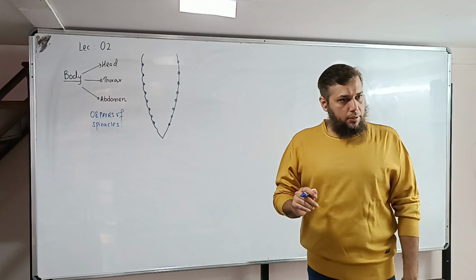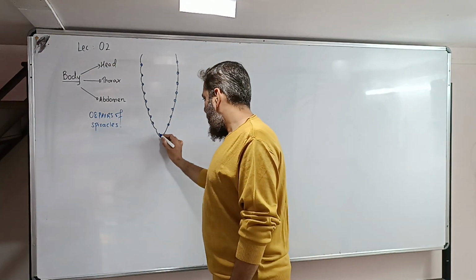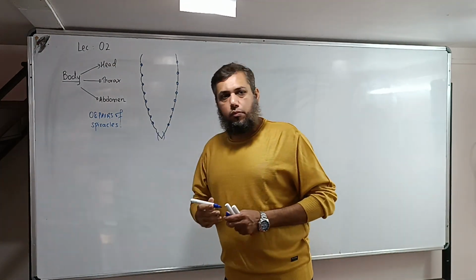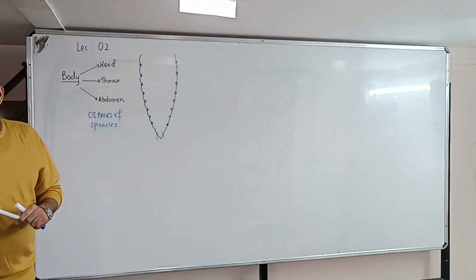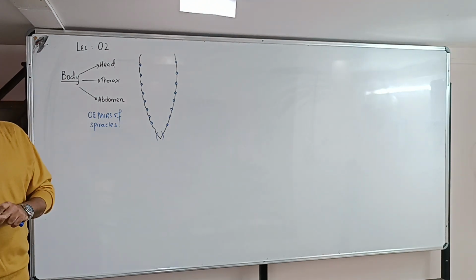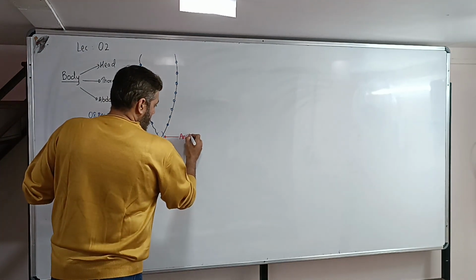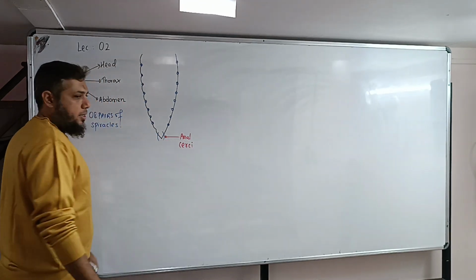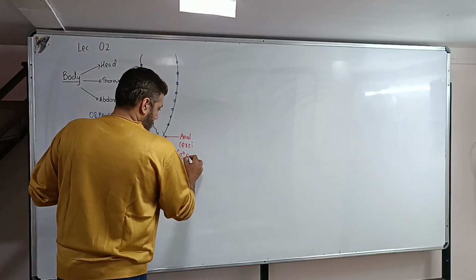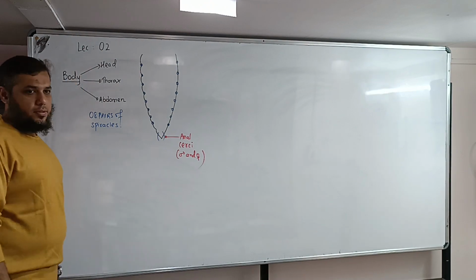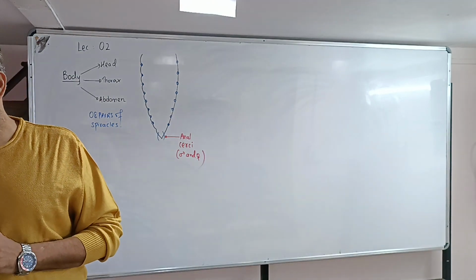On the last segment, that is the 10th segment, we see the presence of a pair of structures in both male cockroach as well as female cockroach. And this pair of structures is called anal cerci. Anal cerci are a feature of both males as well as females. It is assumed that the anal cerci are probably for sensing sound and ground vibrations.